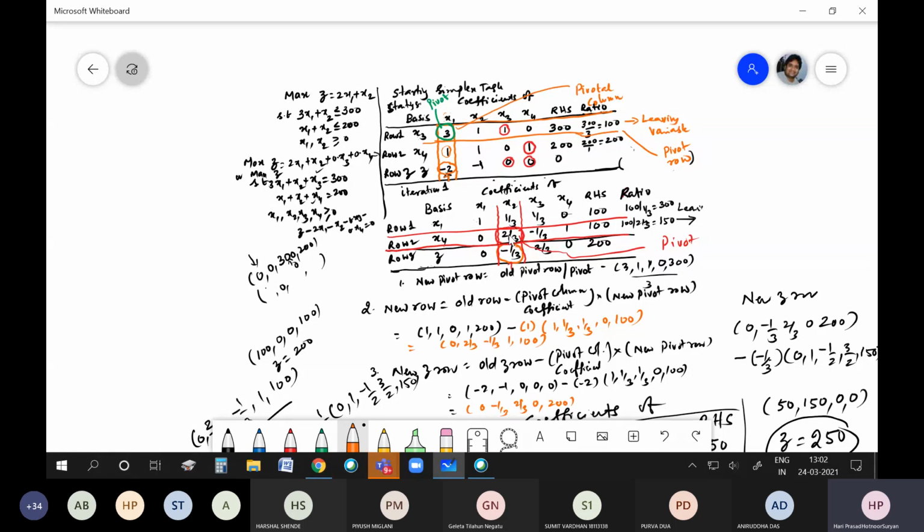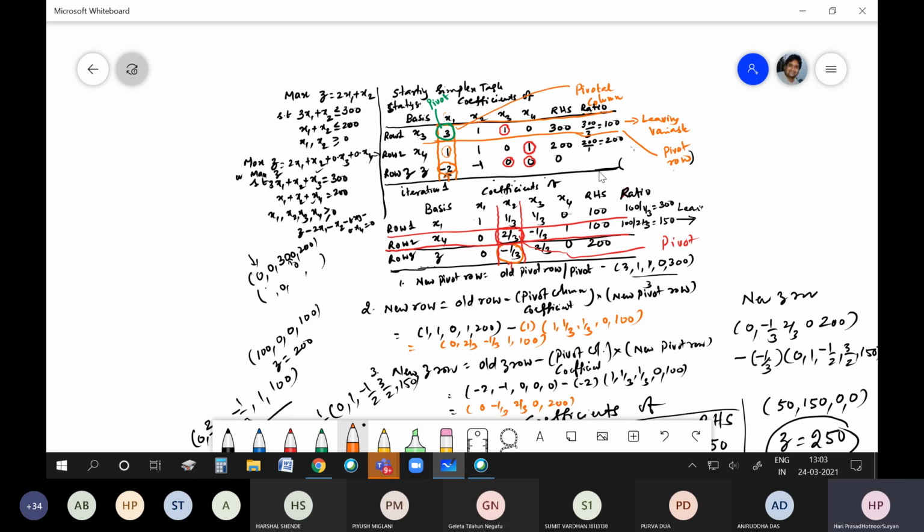Again check in the Z row if any of the non-basic variables has a negative value. If it has a negative coefficient, you have to do one more iteration. So you go on doing these iterations till we get positive values for the non-basic variables in the Z row. Once we get that, we stop and we take that value. The beauty of this simplex table is that you will get the values of the basic variables and the objective function value as the RHS.